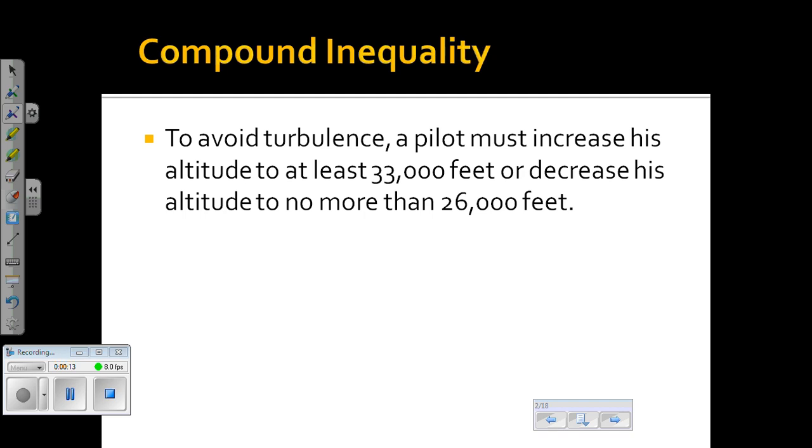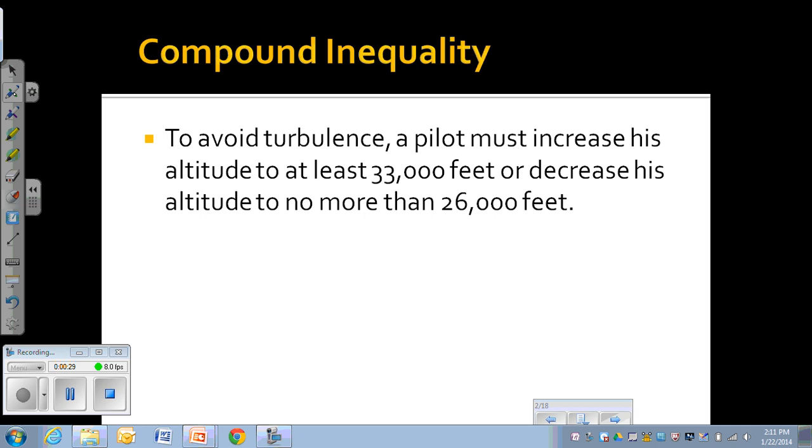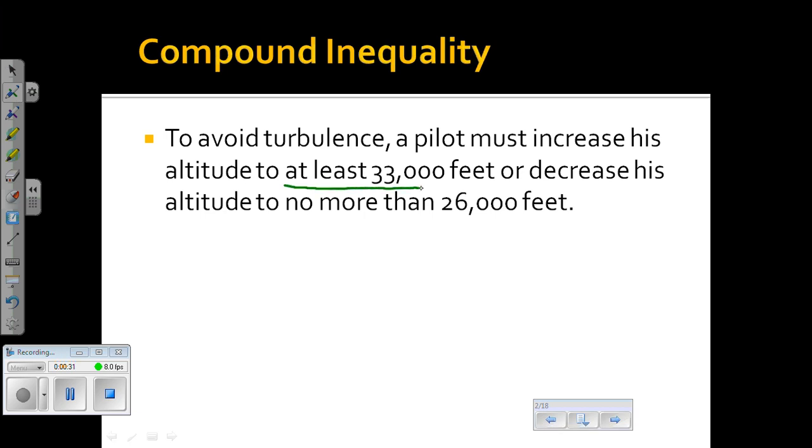First off, to avoid turbulence, a pilot must increase his altitude to at least 33,000 feet or decrease his altitude to no more than 26,000 feet. This is an example of a compound inequality. There's actually two inequalities here. We have one here, he needs to be at least 33,000 feet, that's one, and the other is he can be at no more than 26,000 feet. So he can do one of those things or the other.